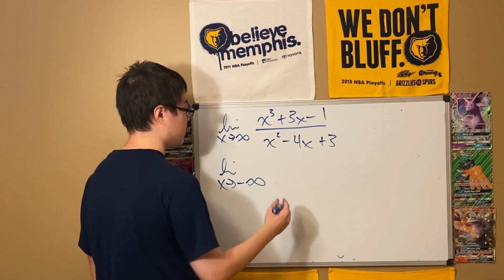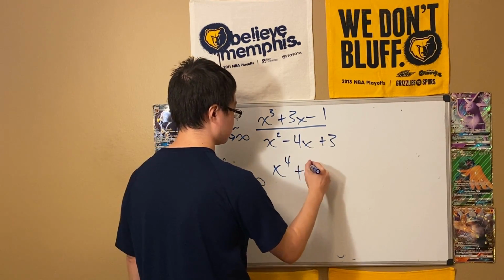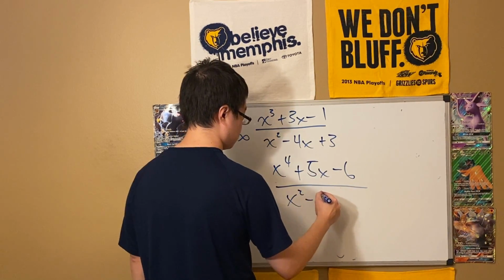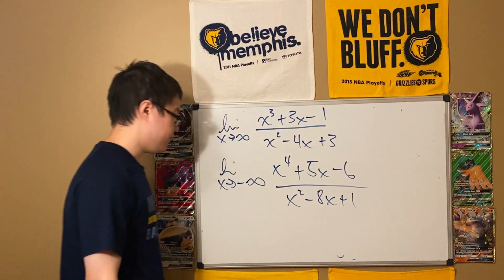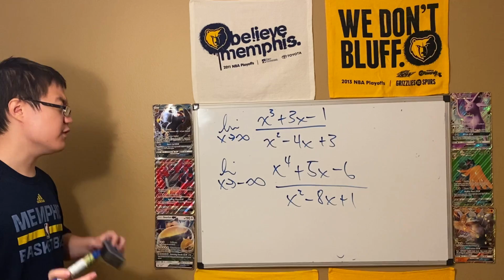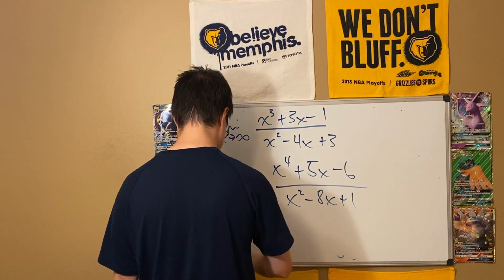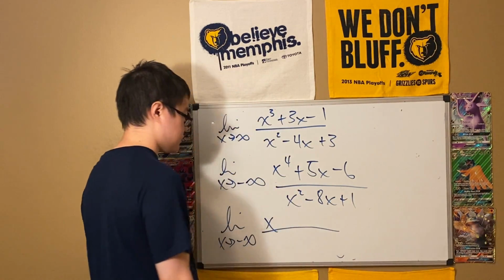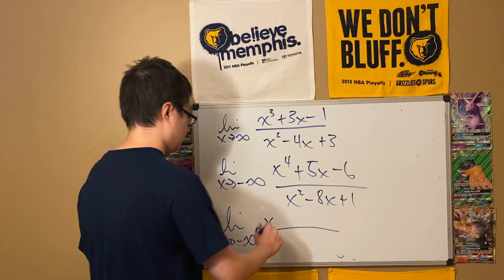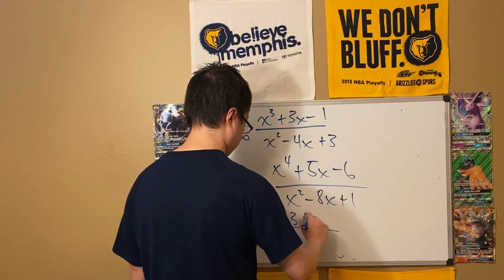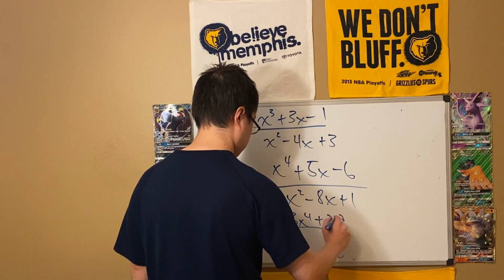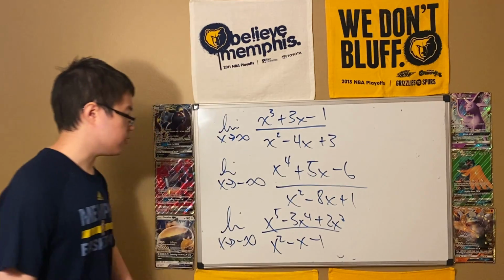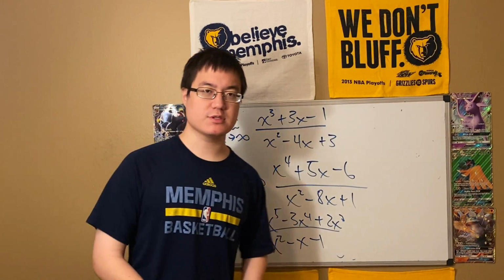Let's do this one: x to the 4th plus 5x minus 6 over x squared minus 8x plus 1. And then we'll just do even a 3rd question and just see how all of these are different. So limit as x goes to negative infinity of x to the 5th minus 3x to the 4th plus 2x cubed over x squared minus x minus 1. So these are going to be our 3 different limits. These are going to be our 3 examples of top heavy.